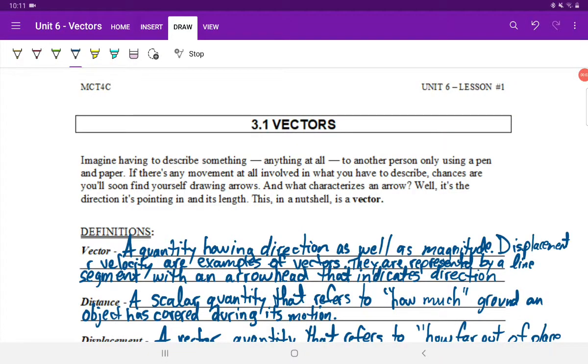Okay, welcome to our next unit on vectors. We're going to start off with looking at some different definitions within the vectors spectrum. We're going to look at some real-life examples as well of what a vector is, because as it currently stands, you probably have no idea what vectors are.